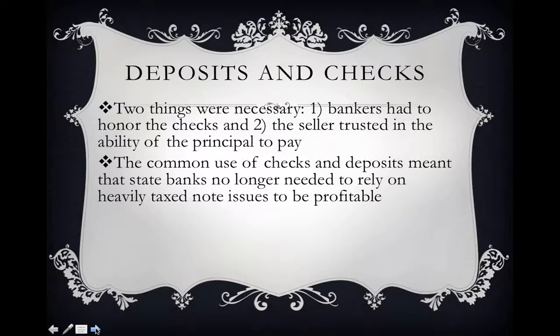So make sure you also realize that if you're going to use these checks, the banker had to honor the check, and the seller had to trust in the ability of the principal to actually pay. Nobody would accept these checks unless they thought that they were actually going to get paid for them. So in essence, the bank is acting as a financial guarantor to the individual they make the loan to. When they write this check to the person they make the loan to, and this person is taking that check and buying things with it, the bank has to honor that. So the bank is providing the loan to the individual, but is backing the loan.